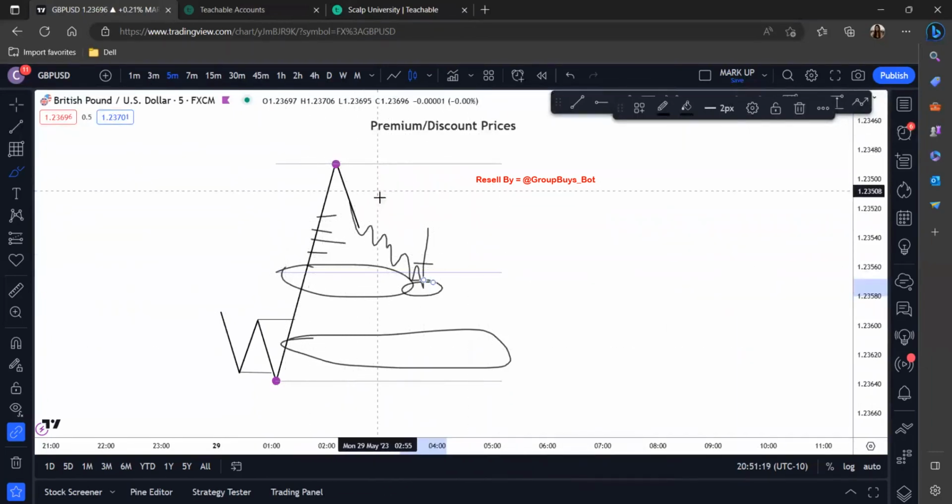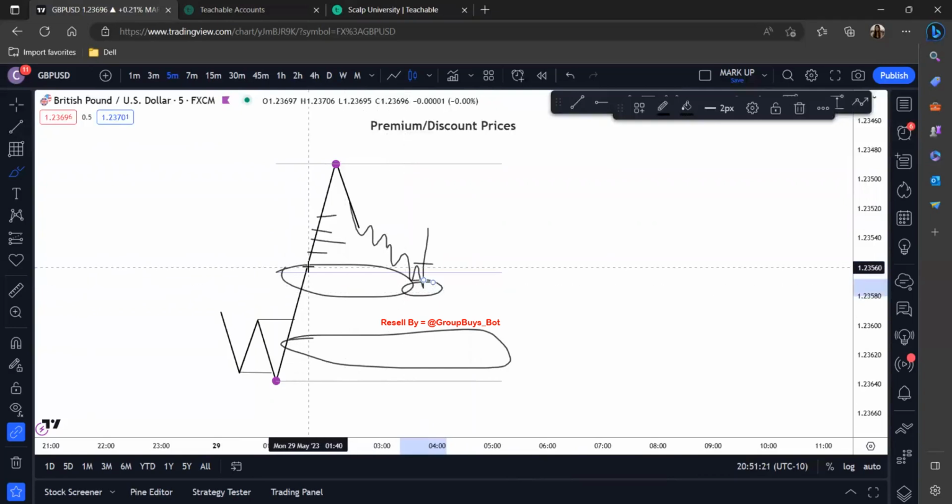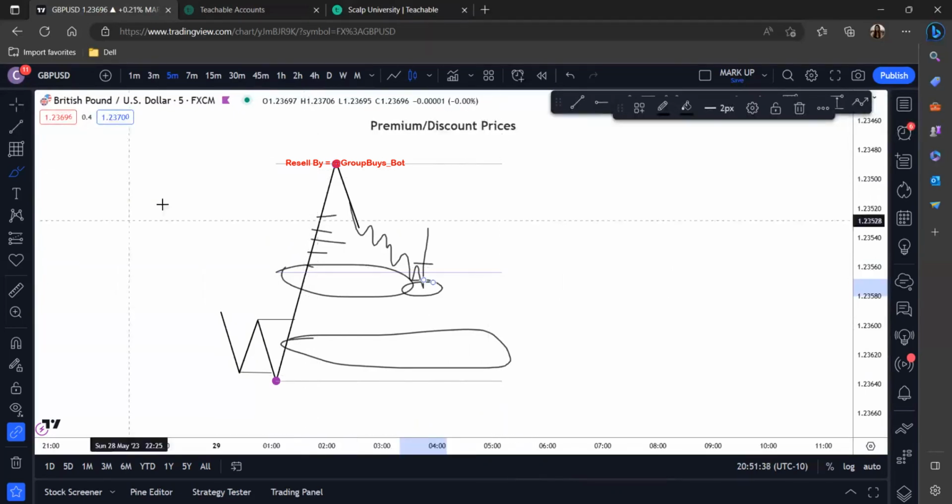But this is really all this is, and that's just the importance of it, understanding it from a psychological level: bigger institutions are going to want to buy or sell at a better price, right? They're always going to want to sell from premium, and they're always going to buy at a discount. So keep those in mind when you do have your trading ranges.